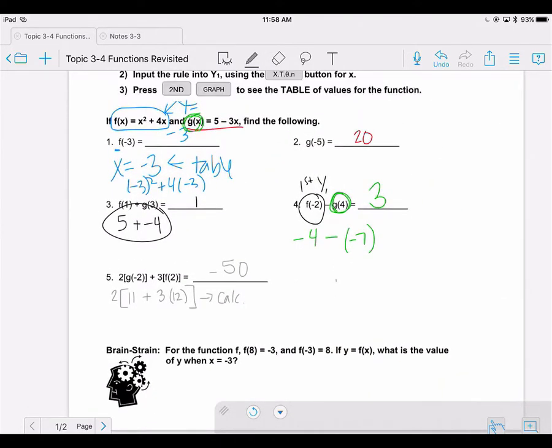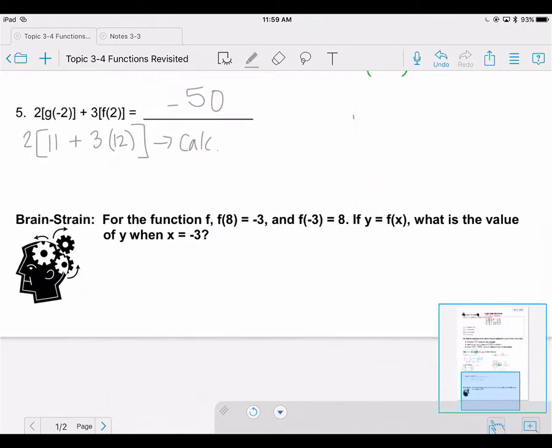So again, you can use y1 and y2 if you want to save some time because that helps out a lot. If not, just make sure that you are changing your y equals values like we did on problem 3 every time before you go back and look at the table.